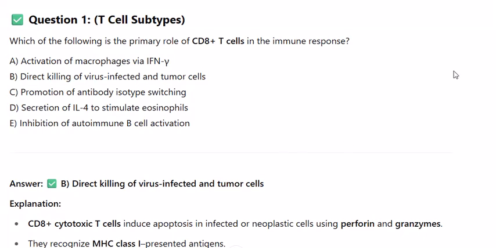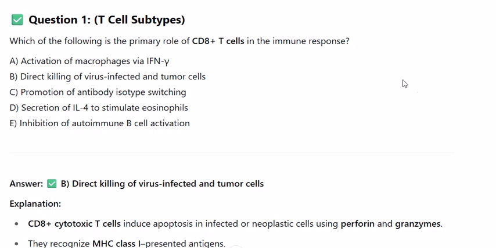Question 1. T cell subtypes. Which of the following is the primary role of CD8 T cells in the immune response? A. Activation of macrophages via IFN-gamma. B. Direct killing of virus-infected and tumor cells. C. Promotion of antibody isotype switching. D. Secretion of IL-4 to stimulate eosinophils. E. Inhibition of autoimmune B cell activation.